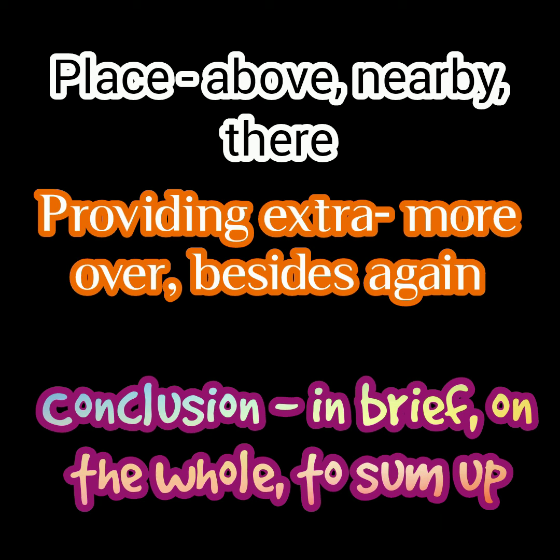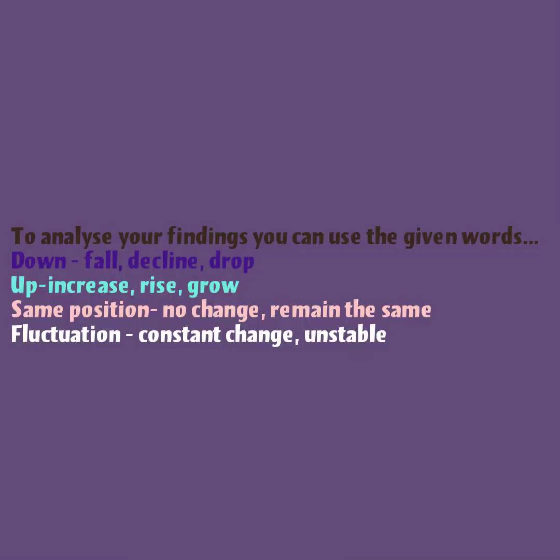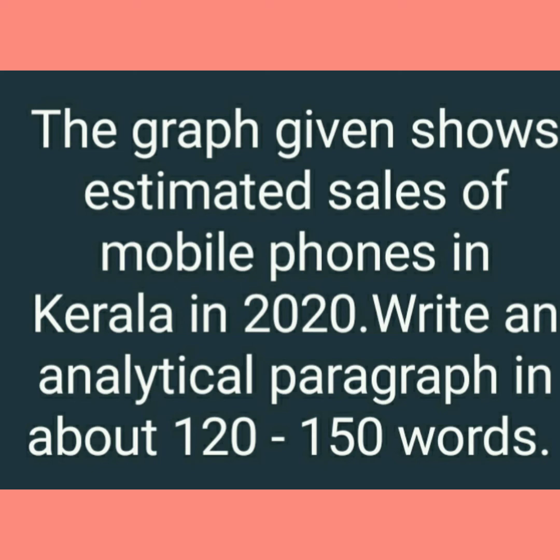Okay, so to analyze your findings, you can use the given words also. To show a downward position, you can use fall, decline, drop. To show upward, you can use increase, rise, grow. To show the same position, no change, remain the same, unchanged. Fluctuation: constant change, unstable. Okay. Now let's have an example here.